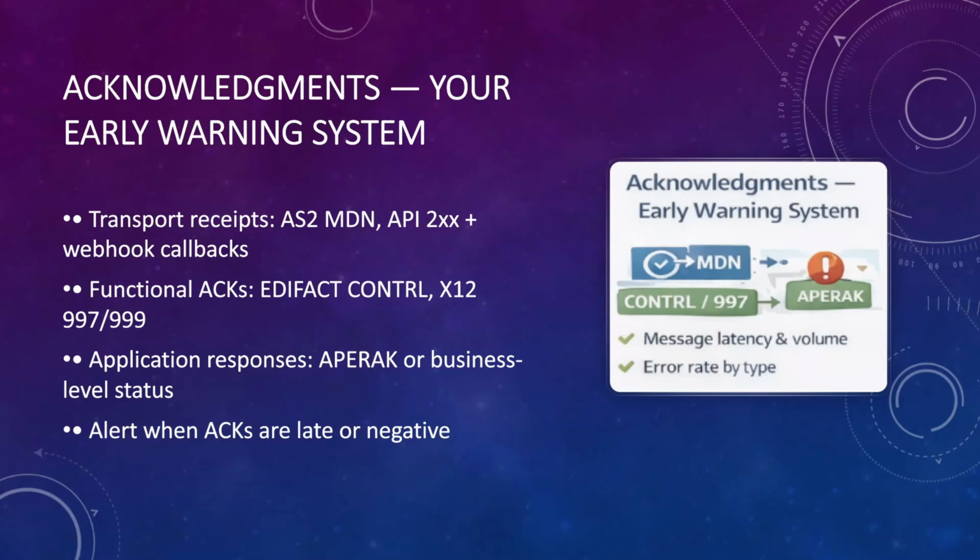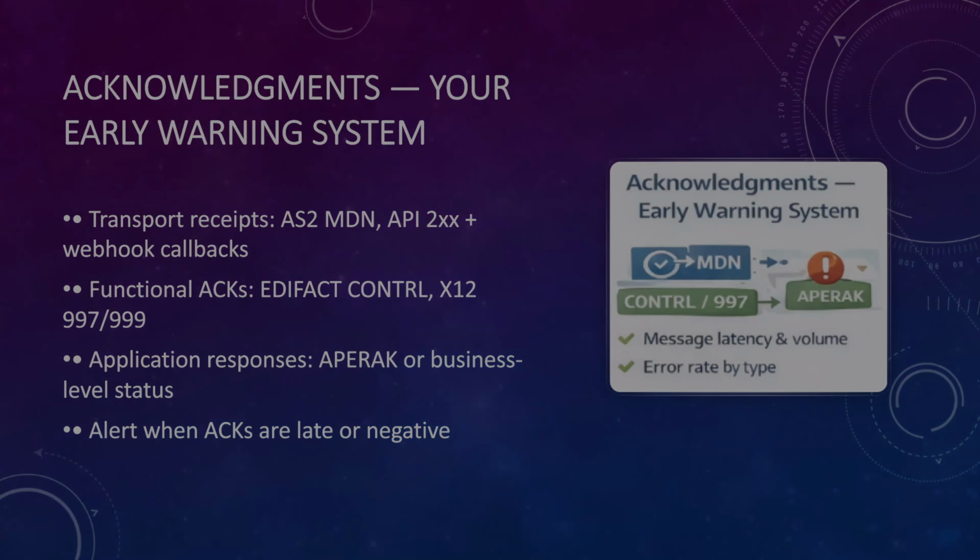For transport, you have receipts like AS2 MDNs or API success responses with callbacks. For syntax validation, you have functional acknowledgements like EDIFACT CONTRL or X12 997 and 999. And for business-level outcomes, you may have application responses like APERAK or partner-specific status messages. The rule is simple: alert when acknowledgements are late or negative.